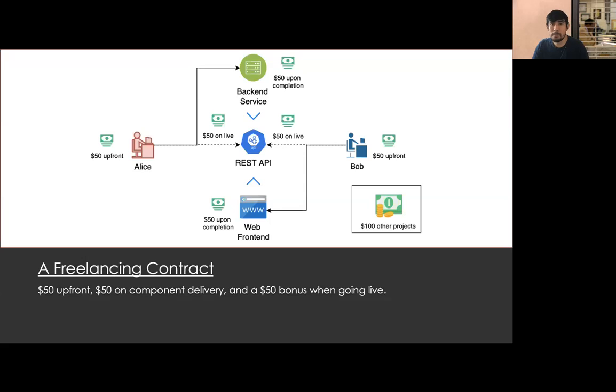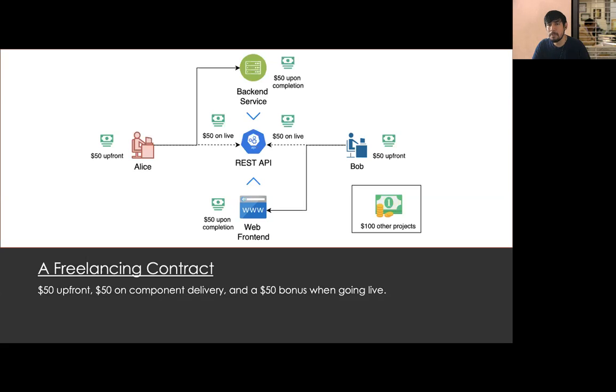Let's use an example to show how to apply game theory to a software development context. An organization hires 2 freelance developers to build a software system: Bob, who is in charge of developing the web front end, and Alice, who needs to develop the backend service. They both receive $50 upfront and an additional $50 when they deliver their component.